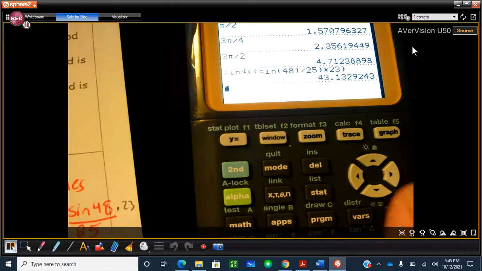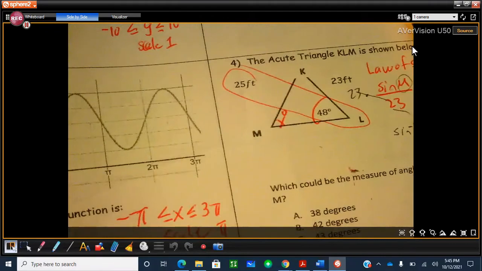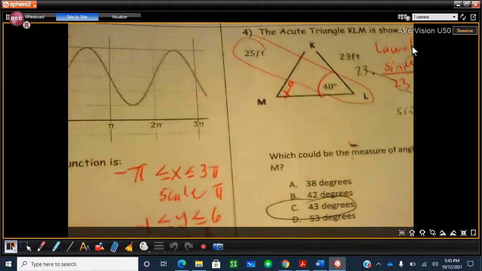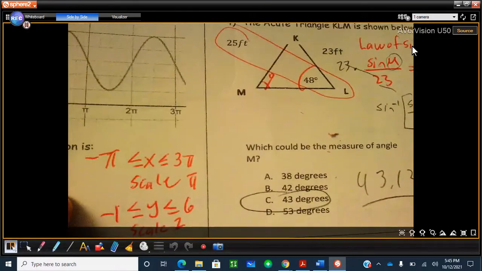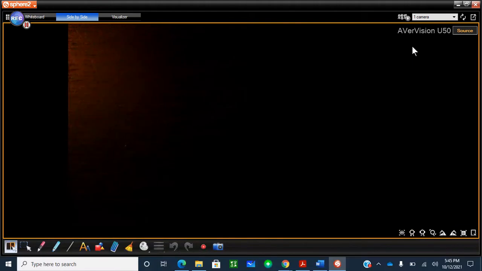43.13. And so the closest answer is C. And that was the answer. So it's not B, it is C, because it was 43.13. Okay? Alright, so flipping to the next page.